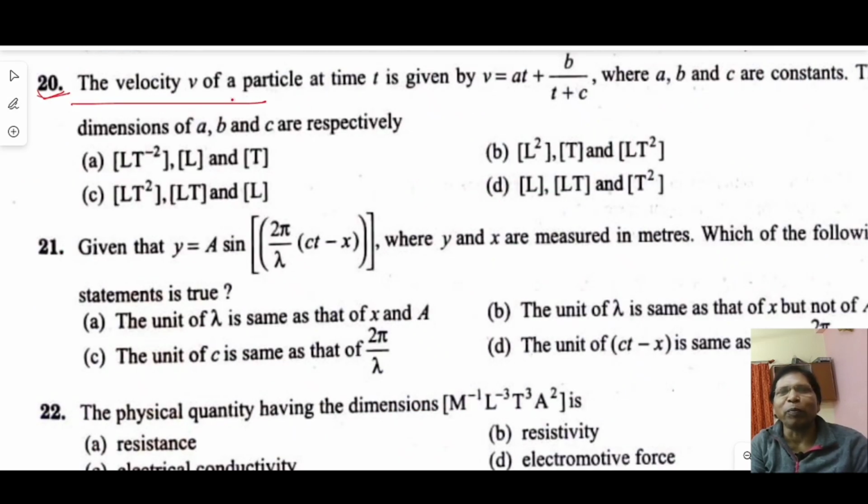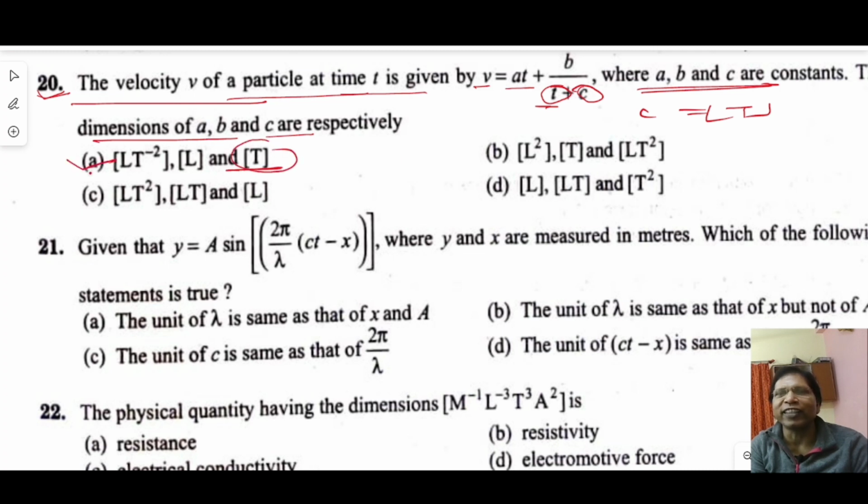Now question number 20. The velocity v of a particle at time t is given by v equal to at plus b by t plus c, where a, b, c are constants. What are the dimensions of a, b, c? Look at this, t and c are added terms. So the dimension of C is equal to the dimension of T. Here C has only one option, T. So option A is correct.